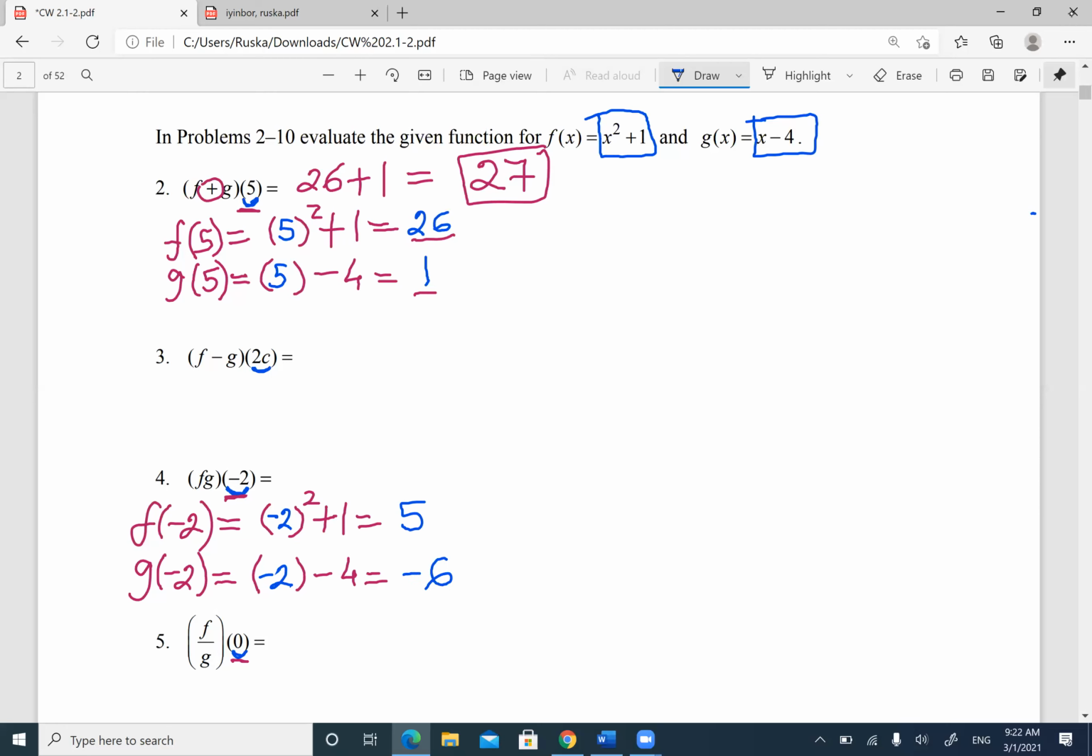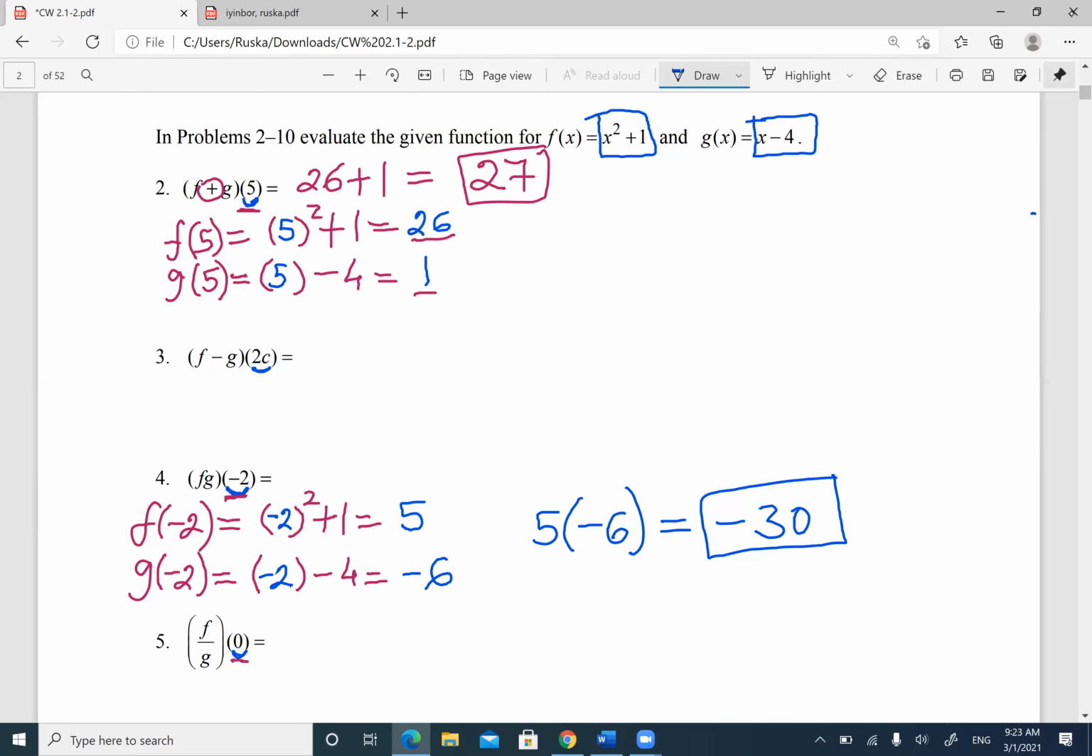So what I'm going to do with those 2 numbers, I'm going to multiply f times g. That's what it says, f times g. So I have to do 5 times negative 6. What is 5 times negative 6? Negative 30. Okay? So that's how you do those.